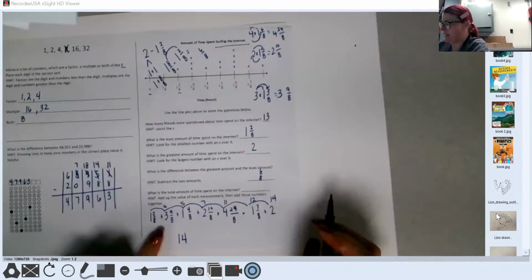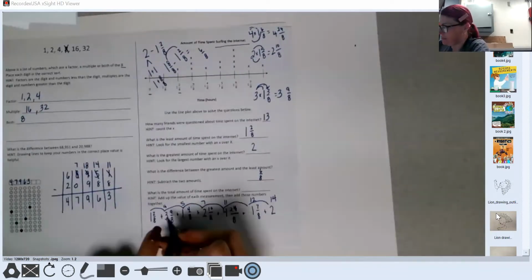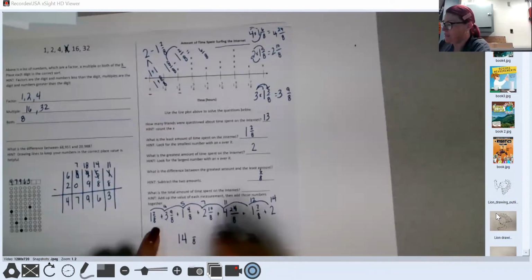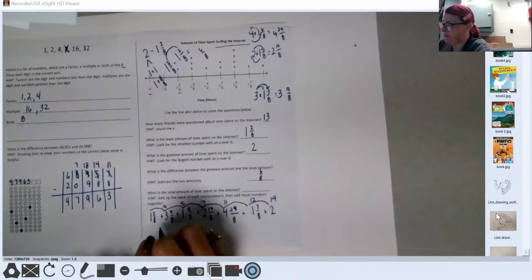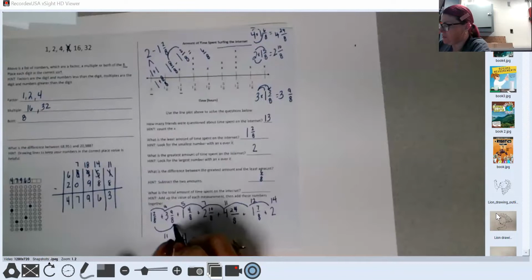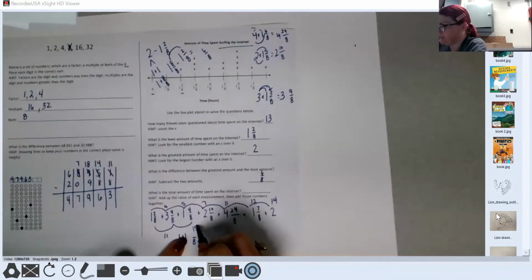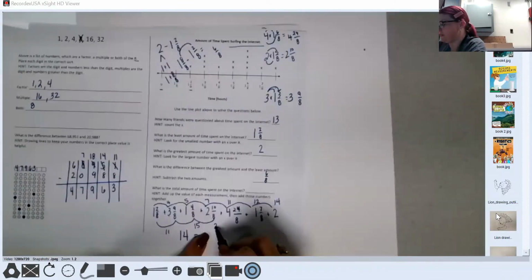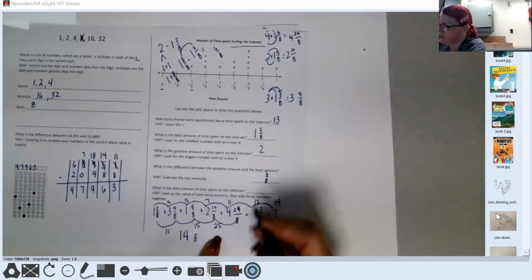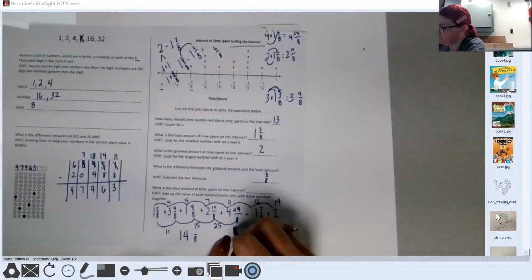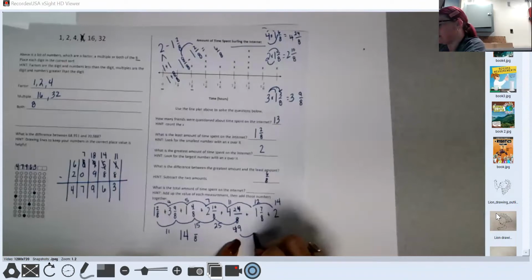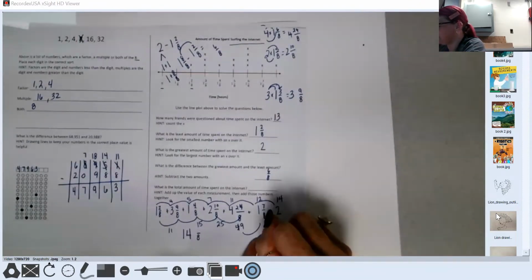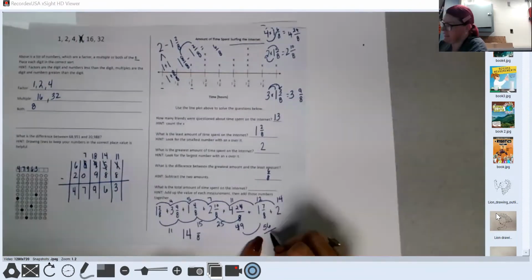And now I'm going to add my numerators. I know my denominator is an 8. 2 plus 9 is 11. 11 plus 4 is 15. 15 plus 10 is 25. 25 plus 24 is 49. 49 plus 7 is 56. So 56/8.